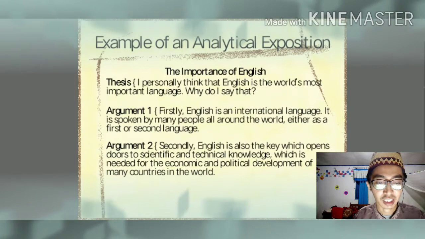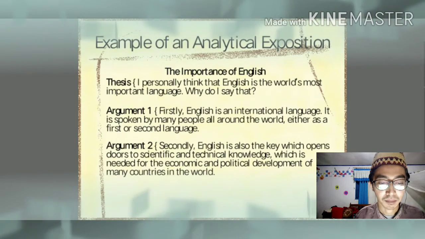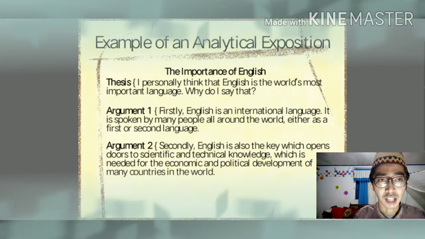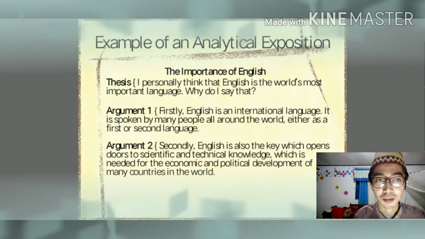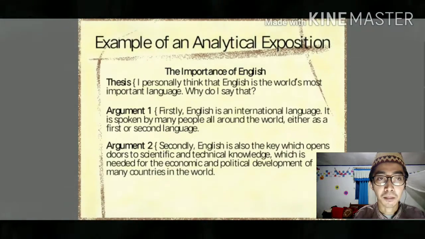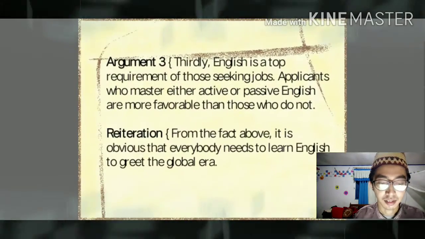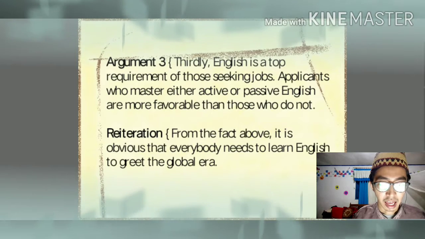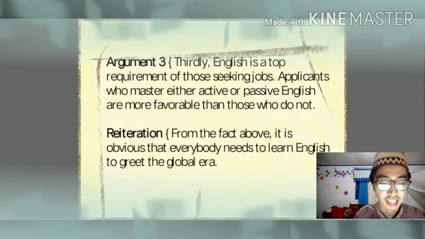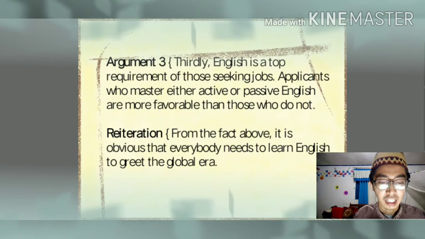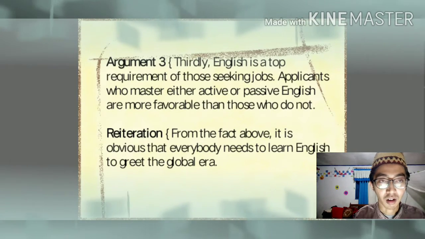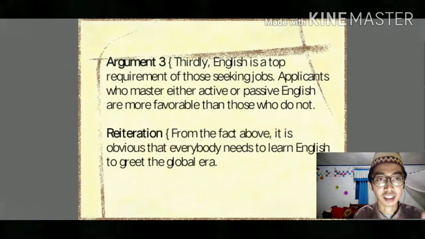And the second generic structure is argument. So in analytical exposition, you put 1, 2, or maybe 3 arguments to make your analytical exposition stronger. And the third, there is also a third argument in this text. And the last in this generic structure, reiteration. This is to conclude all of the arguments in this text.